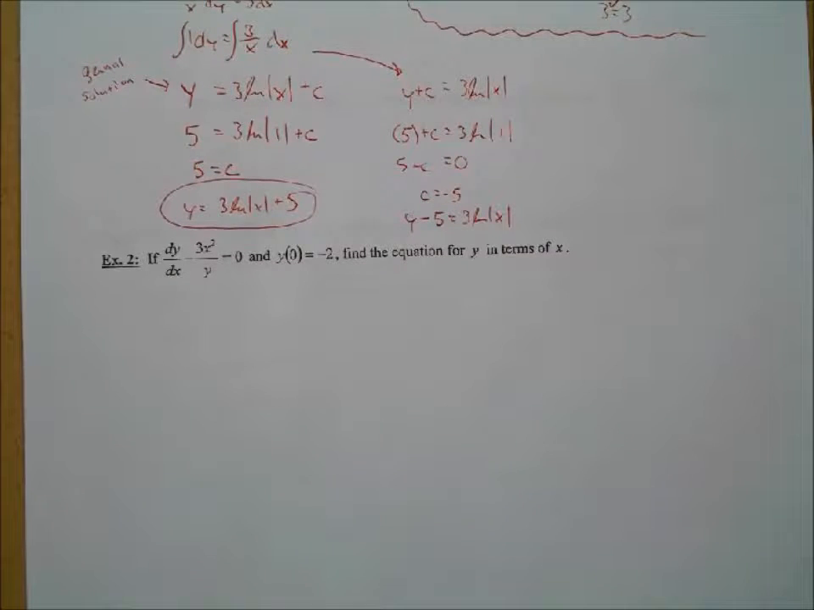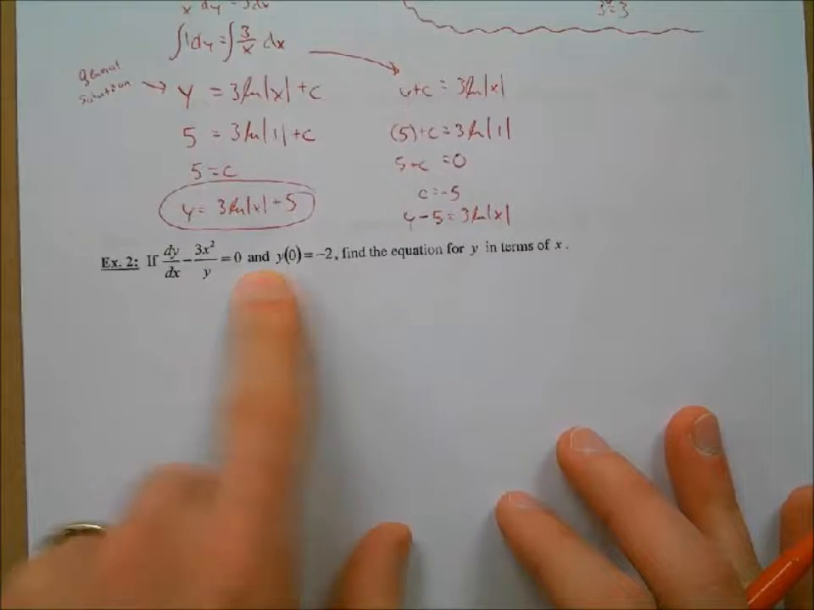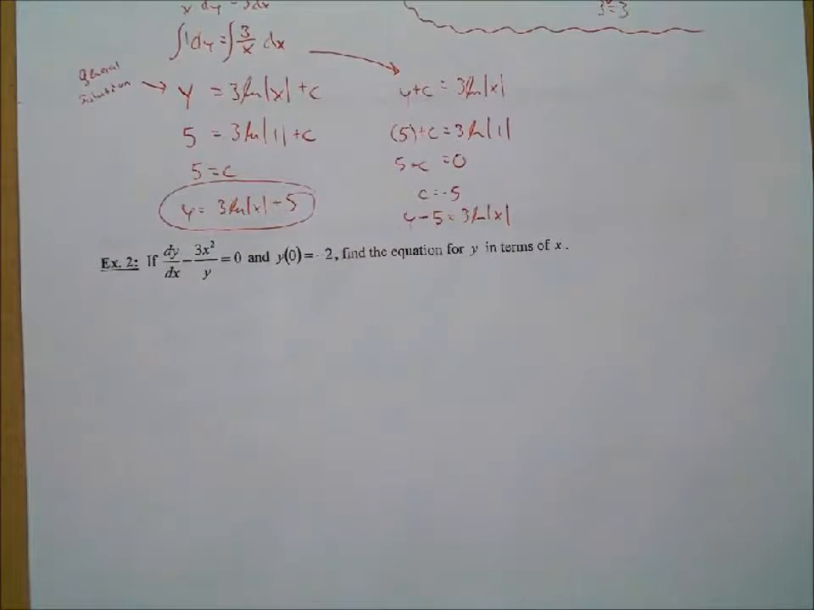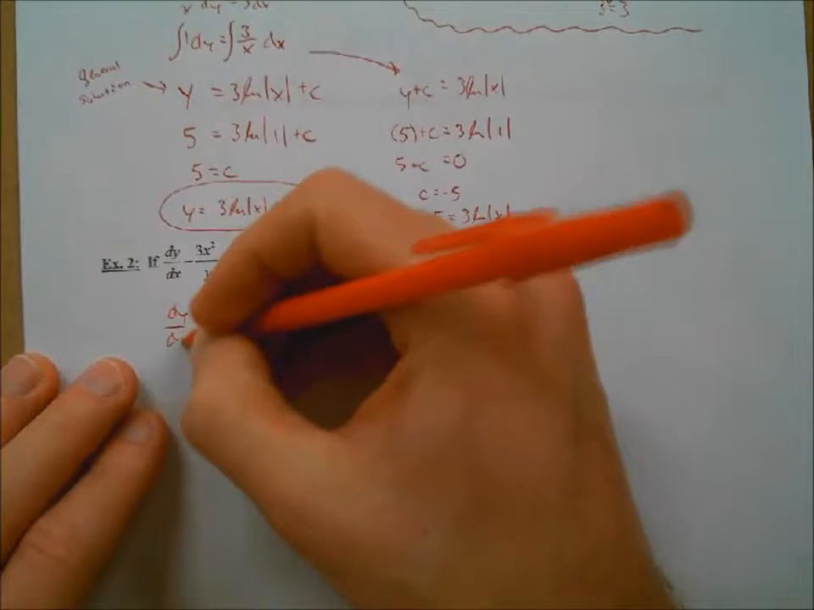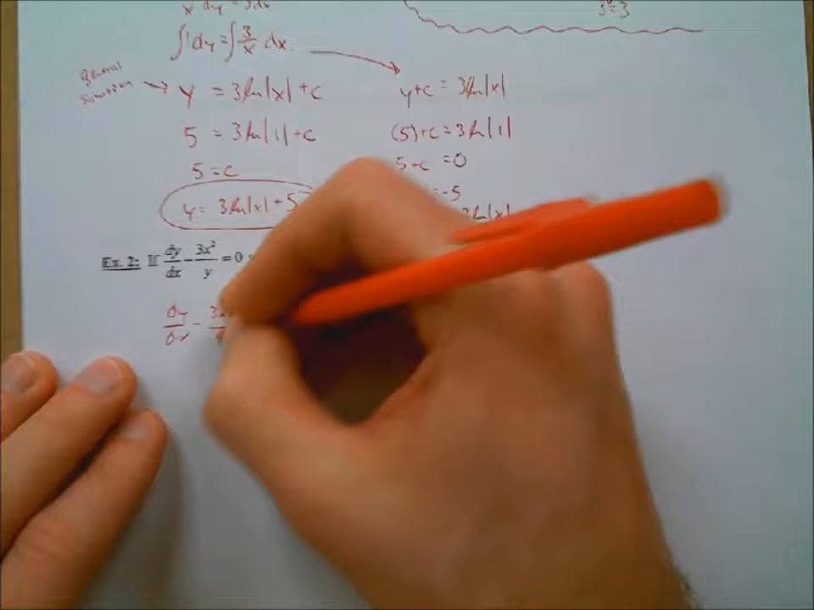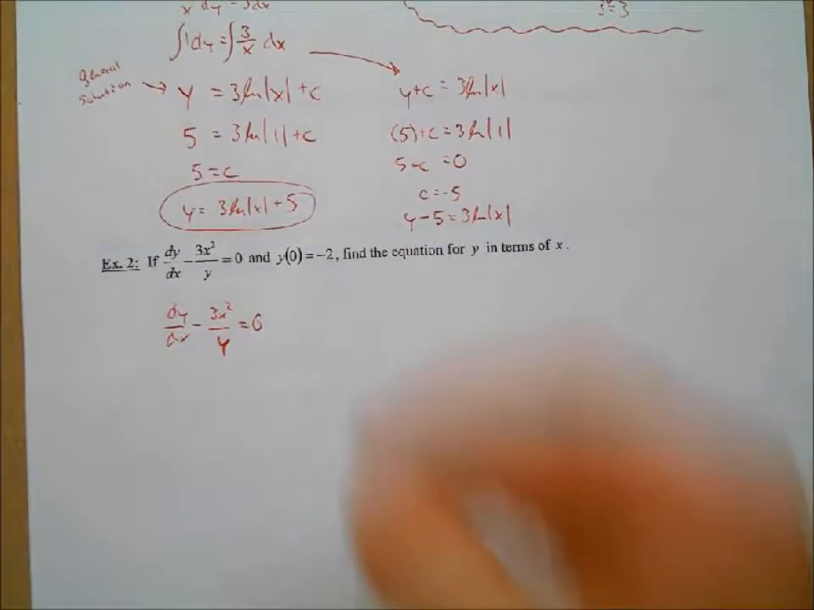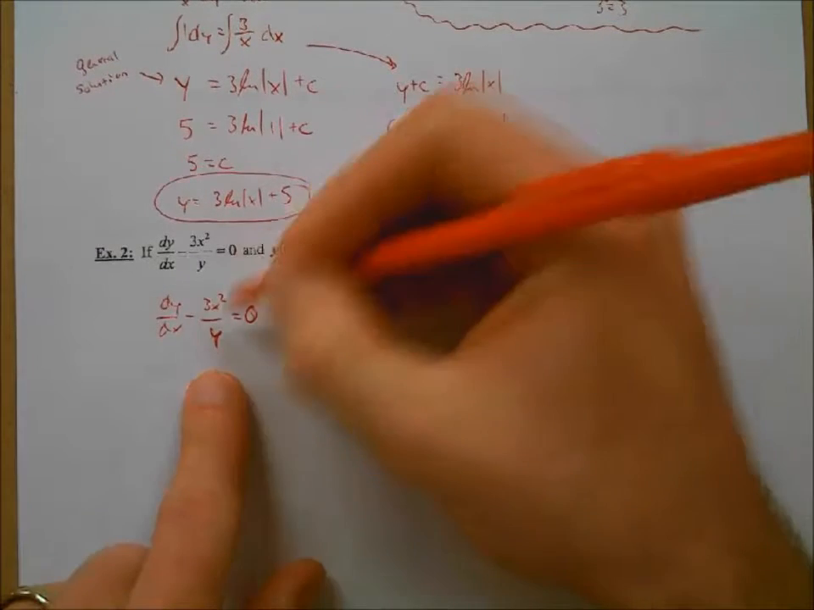Number 2. dy dx minus 3x squared over y equals 0. And y of 0 equals negative 2. Find the equation for y in terms of x. All right? So for this particular differential equation, in order to separate variables, what do we need to do first here? Not necessarily. Yeah, just add this quantity over.